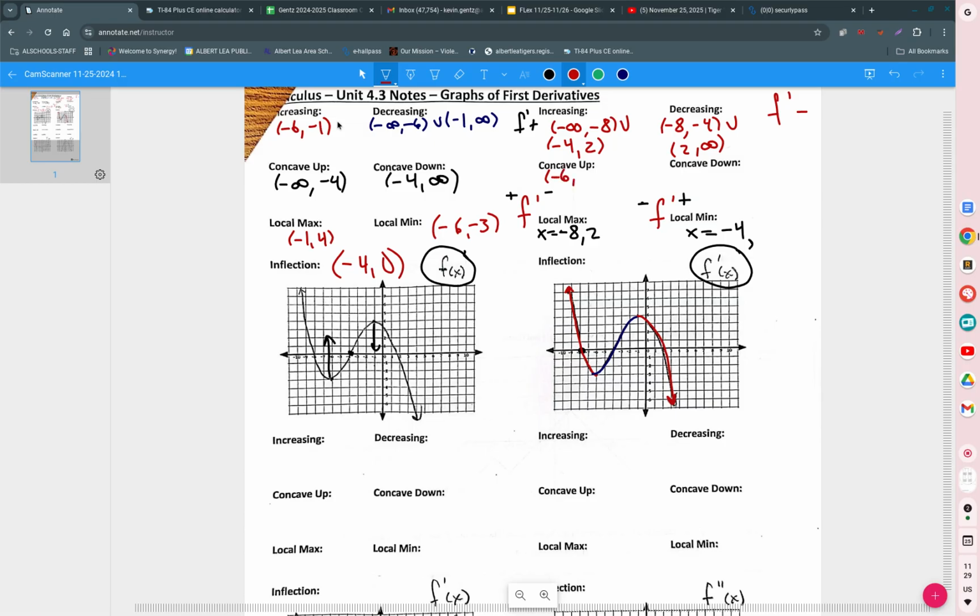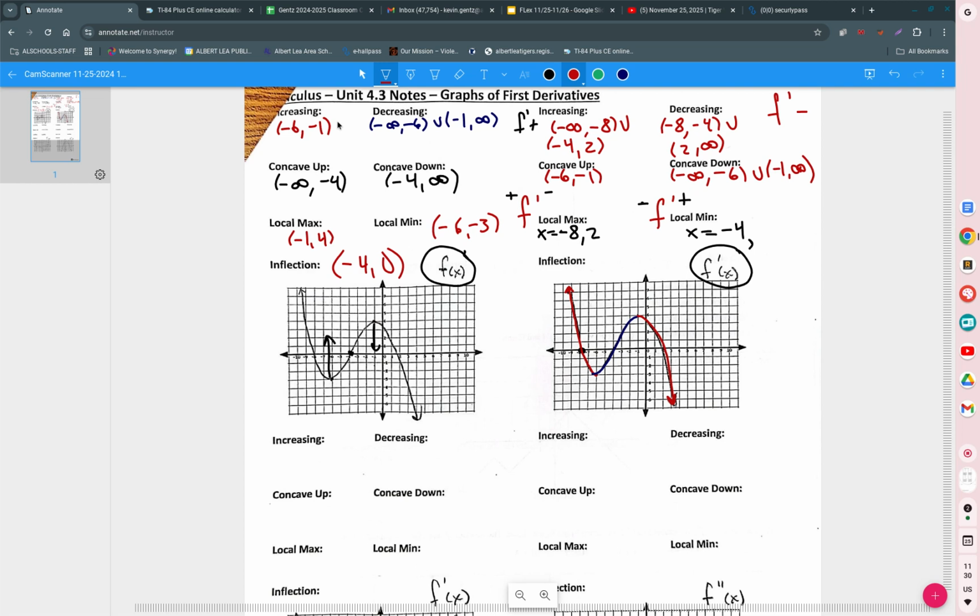-6 to, oh, -1, never mind. That's okay. -infinity to -6, and then -1 to infinity is going to be our concavity down.